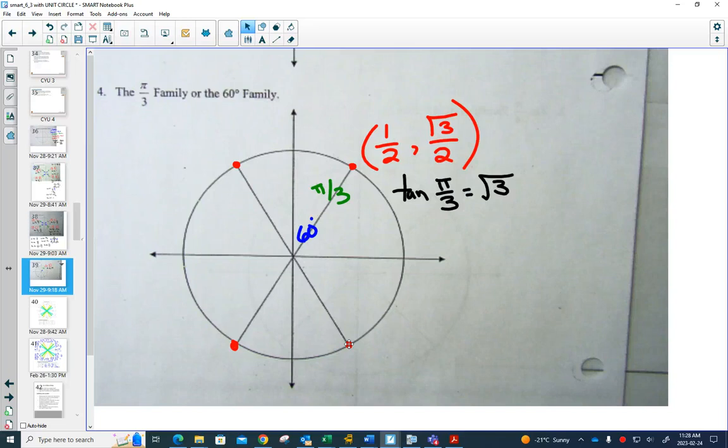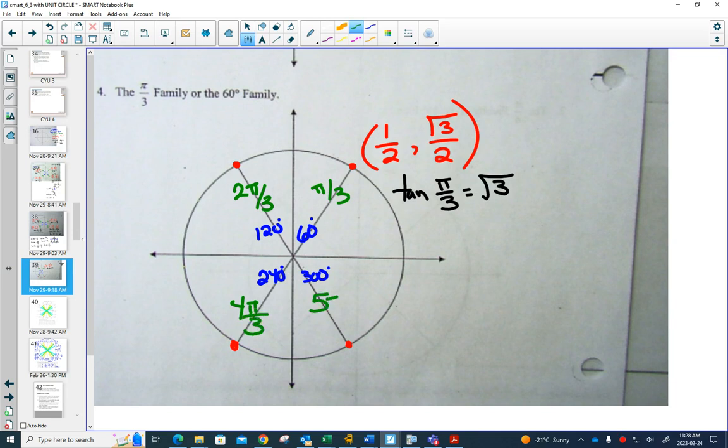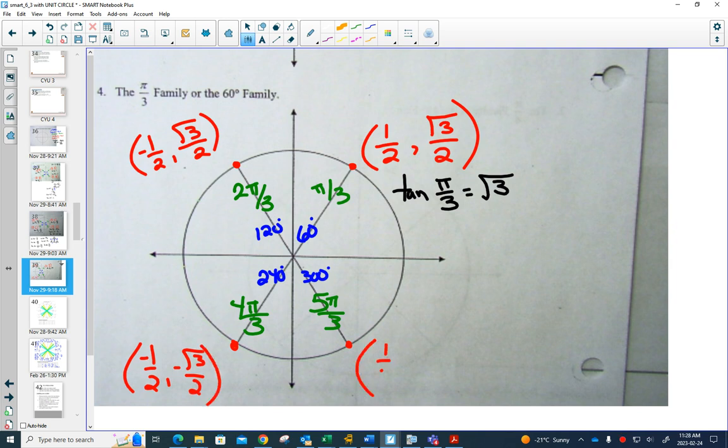All right, let's see how you did. Degrees, did you get 120 degrees, 240 degrees, and 300 degrees? In radians, 2 pi over 3, 4 pi over 3, and 5 pi over 3. And for your coordinates, negative 1/2, root 3 over 2, negative 1/2, negative root 3 over 2, and 1/2, negative root 3 over 2.